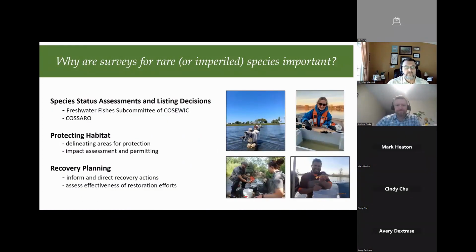Great. So why are surveys for rare fishes or imperiled species important? I thought I'd just start there, and that gives you an understanding about why we care about this, beyond the fact that they're really cool habitats to sample, and they're really cool fishes. This is really essential information for when we get to species status assessments and listing decisions. So this speaks to Al's involvement on the freshwater fishes subcommittee of COSEWIC, which he encouraged me to join, and also COSSARO, which does the same role in Ontario, of which Al was a longtime member.